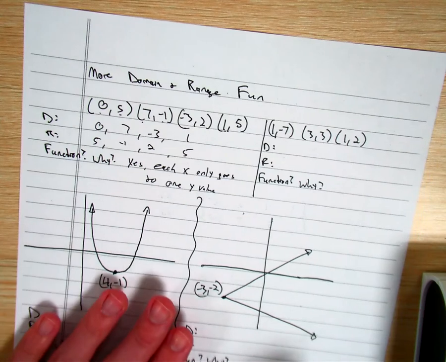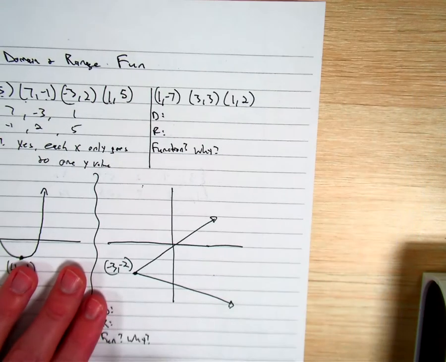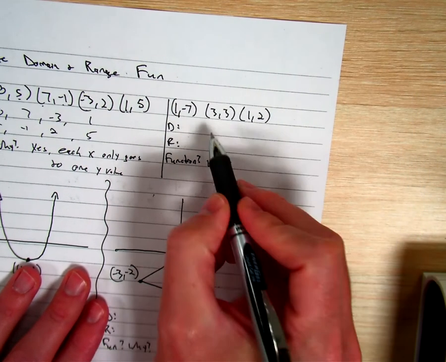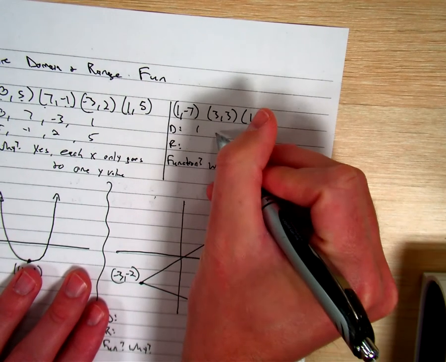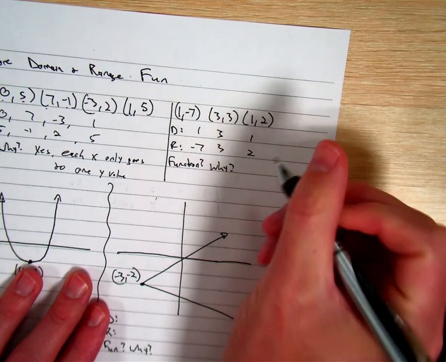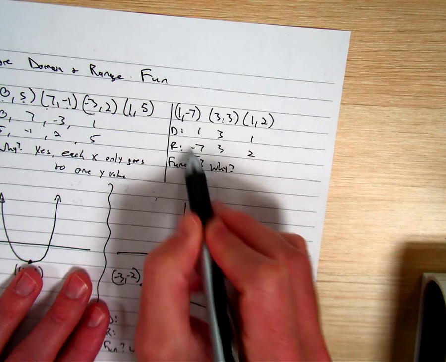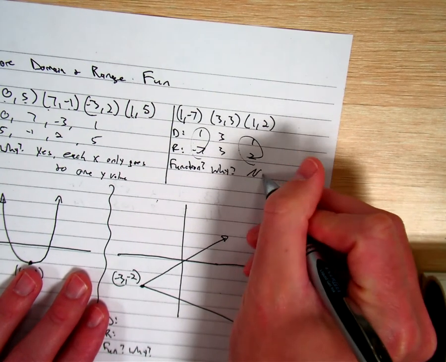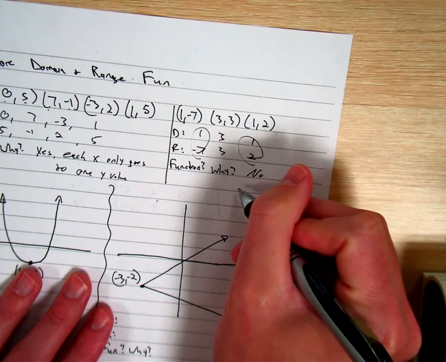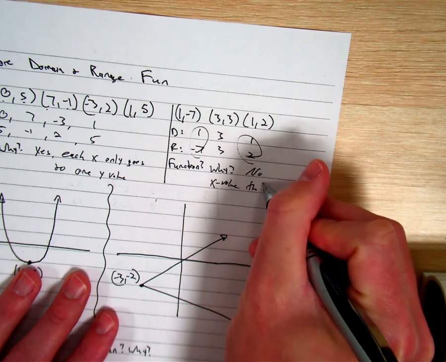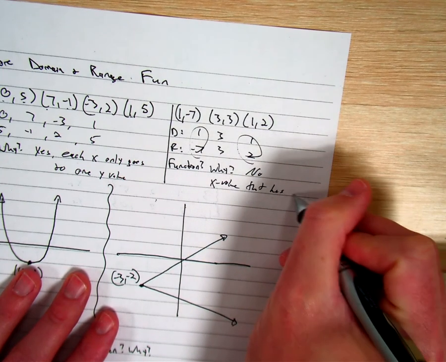Okay, second one over here. We got 1, negative 7, so we got 1, 3, 1, negative 7, 3, 2. And this one, we got, boom, 1 with negative 7 and with 2. So that's not a function. We have an x value that has multiple y's, or more than one y.